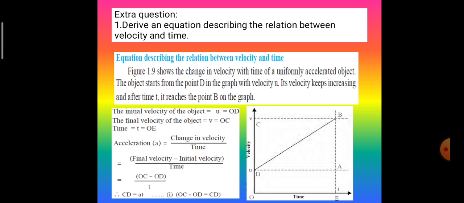So there are three questions based on the derivation of these three equations. The first question is: derive an equation describing the relation between velocity and time. You'll have to draw the graph as shown here and write the answer as given below.